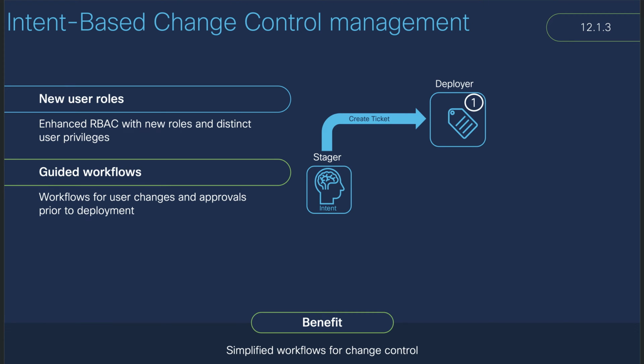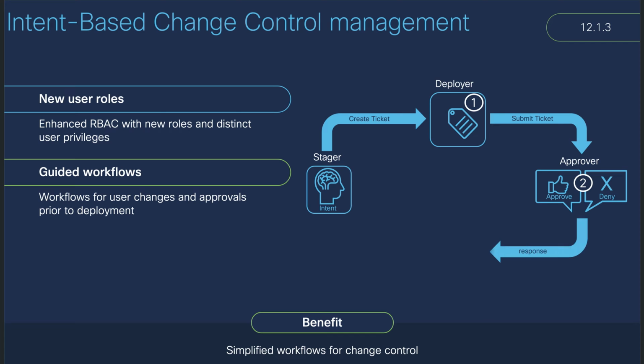For example, when a stager wishes to create a new network, and if he owns the role of deployer, he needs to create a new ticket. Then he submits the request with the concerned ticket for approval. A user with the approval role reviews the intent and approves or denies the changes, and submits his decisions back to the deployer. The deployer role can now deploy the configurations toward the devices.